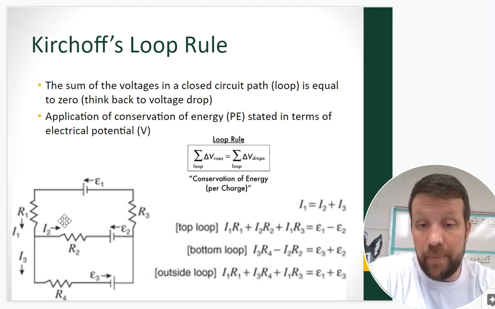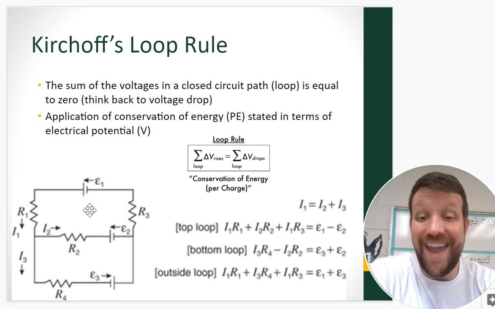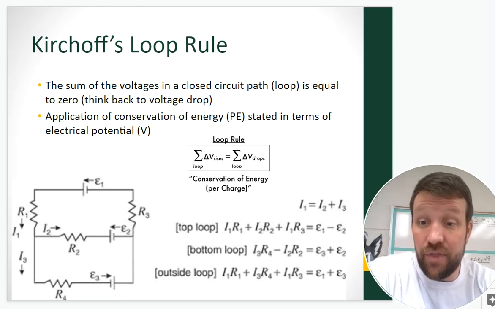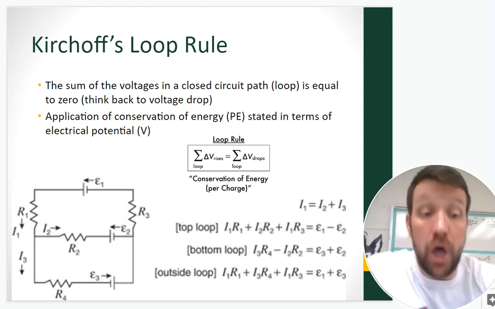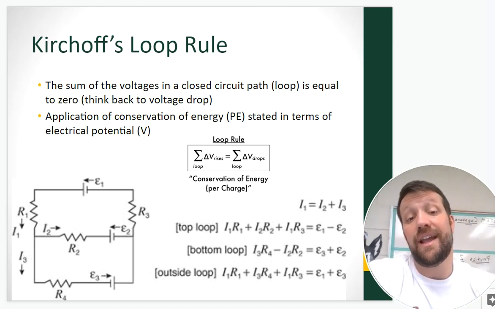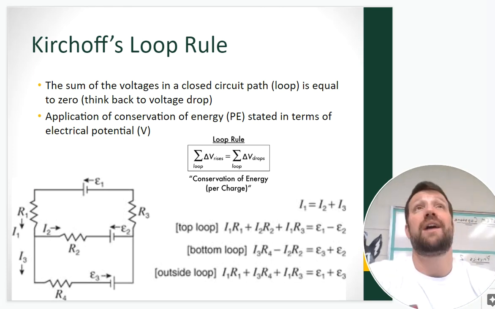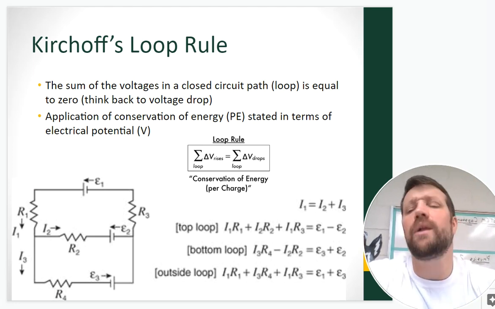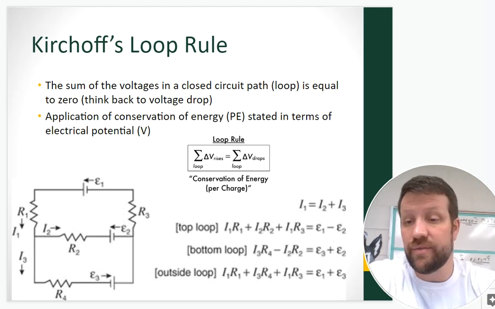So again, this top piece right here could be one loop. This bottom piece right here could be another loop. And then if we were to take out this middle line, the outside could be another loop. Any potential path through which current can flow is going to be considered a loop in this case. Now, right now, this seems like chaos, but we will do a lot more with this coming up, I promise.